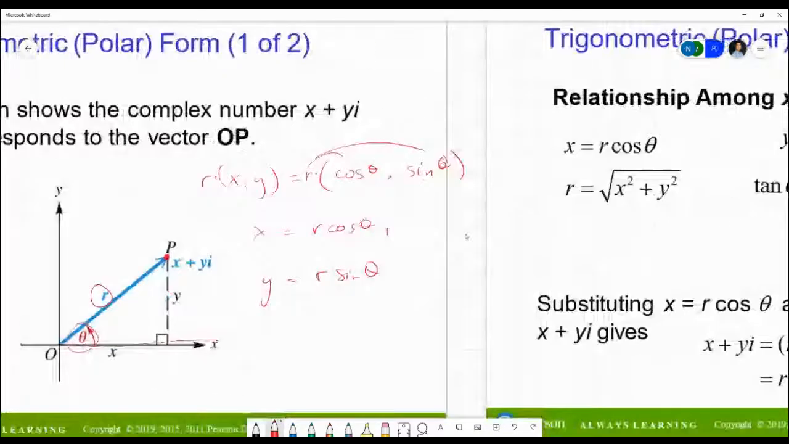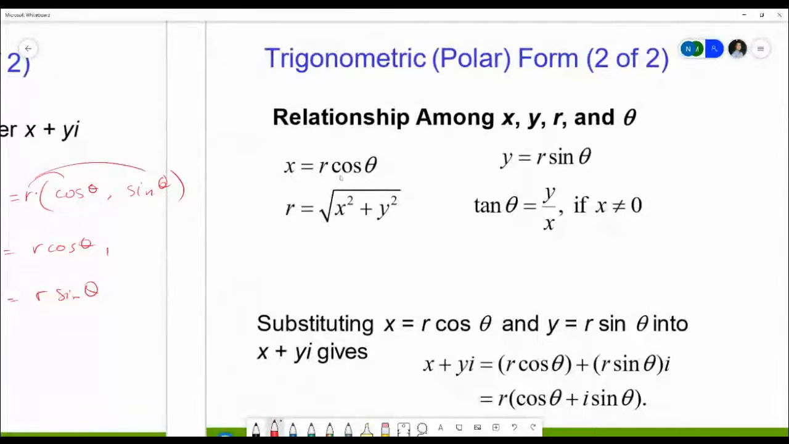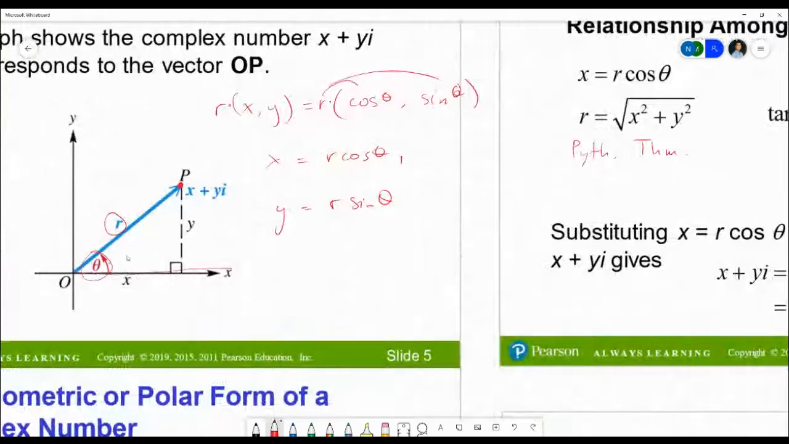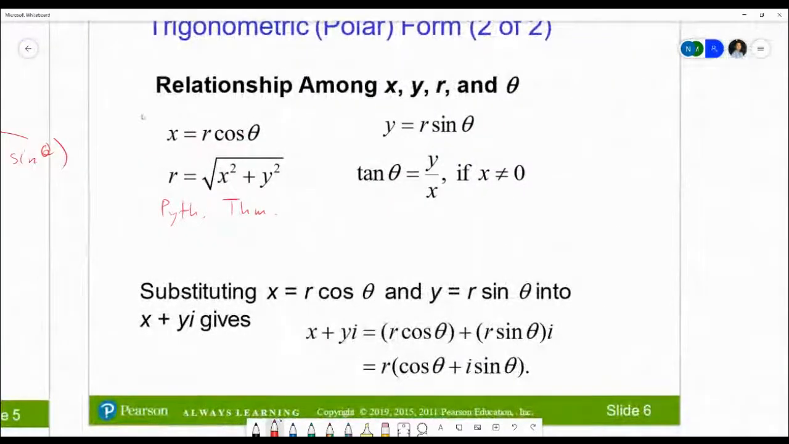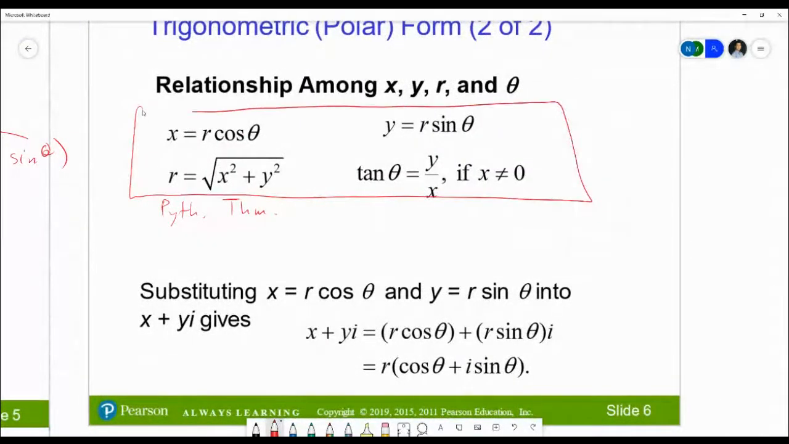That is the relationship you see here. We have x equals r cosine theta, y equals r sine theta, and r is just the Pythagorean theorem. And for tan, just use SOHCAHTOA. You can see theta is here, and tangent is opposite over adjacent, so tan theta equals y over x. There's nothing new here that you don't already know. We are just putting an i to it, so we can represent complex numbers using the complex plane, but it's basically the same Cartesian plane that you're familiar with.